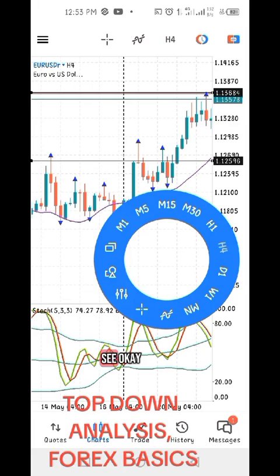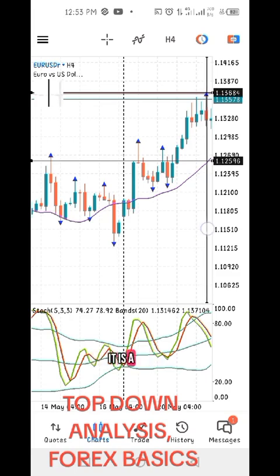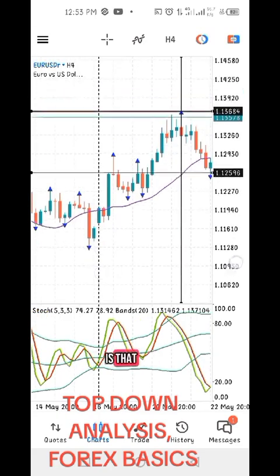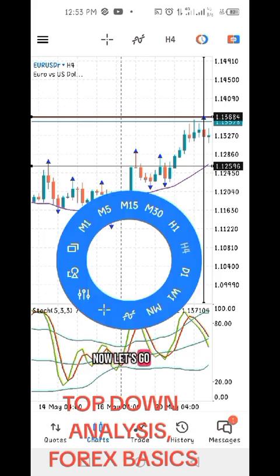Now, let's draw our vertical line on that candle. This is the candle that I want to analyze. Let's say that is the current candle print. Are we getting it now? Good. So the next thing we are going to do is go to the 15-minute time frame. Remember, the 15-minute time frame is to execute our trade and to wait for an opportunity to sell. Are we getting it now? Now let's go to the 15-minute time frame.